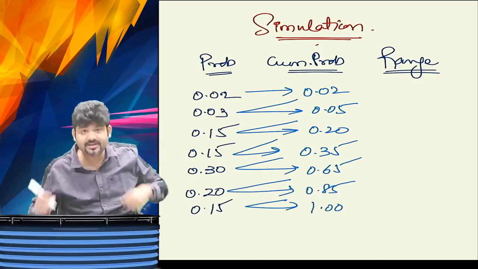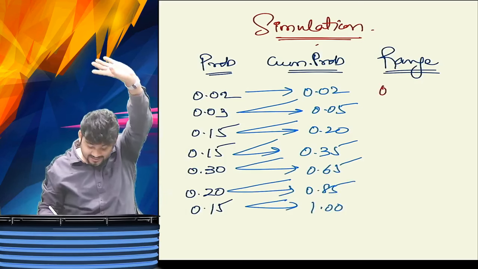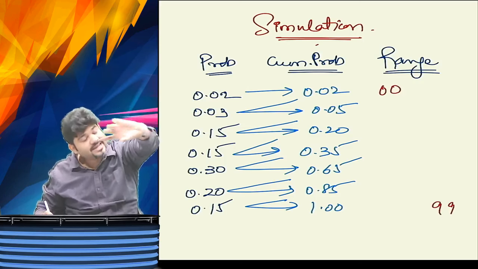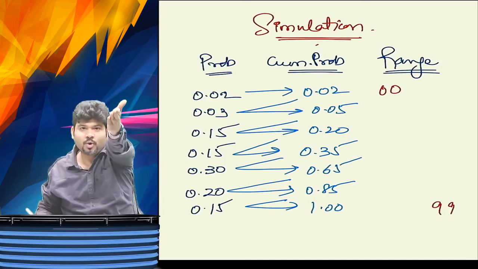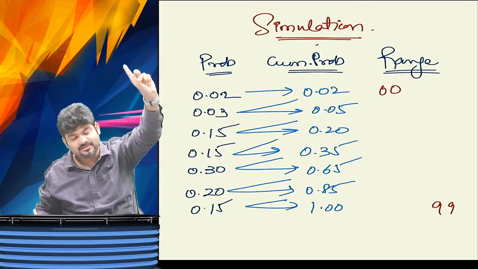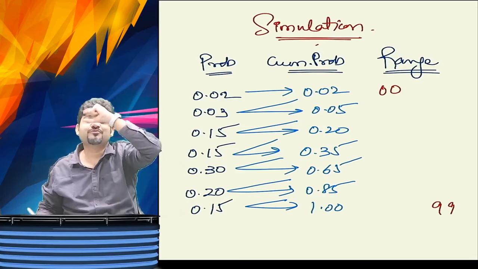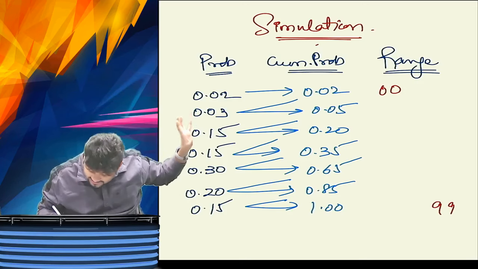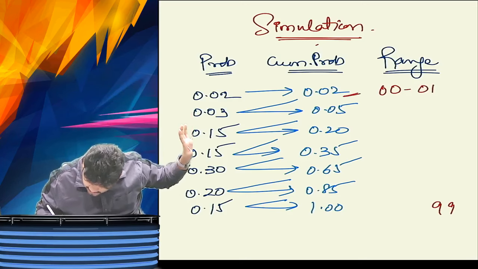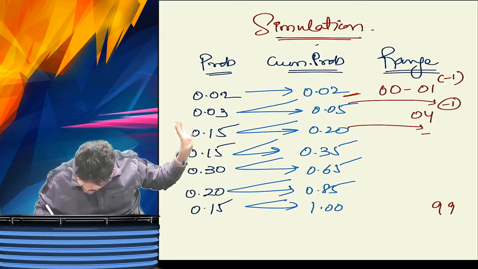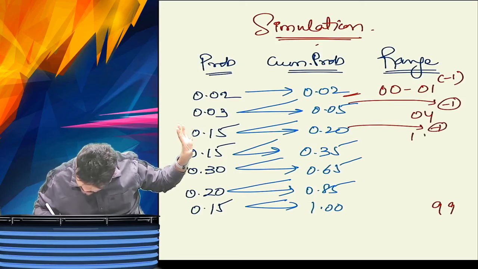How do you calculate the range? Always remember, the range starts at 00, ends at 99, because based on this range, the random numbers will be selected. And let me tell you guys, the random number selection is always of two digits. So it starts at 00. If this is 2, say 01. Always this will be minus 1. So say this is 5, minus 1, this will be 04. This is 20, minus 1, 19. This is 35, minus 1, 34.